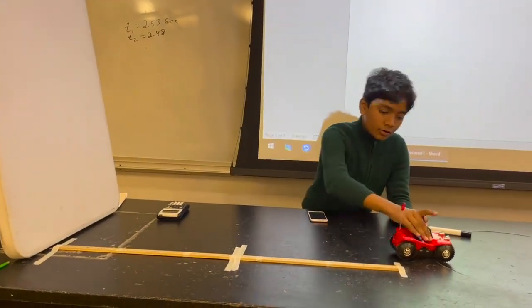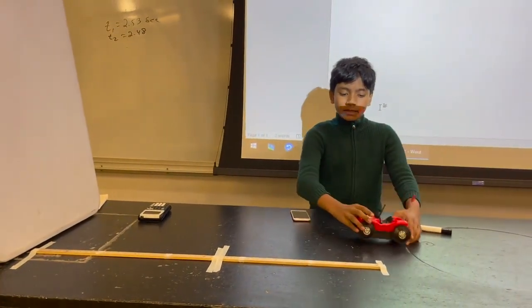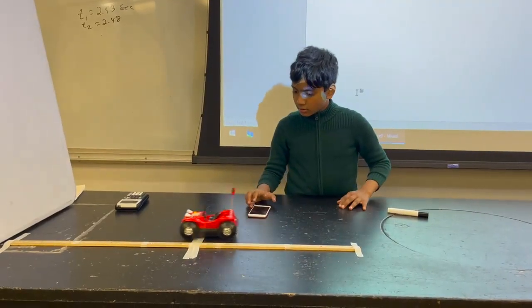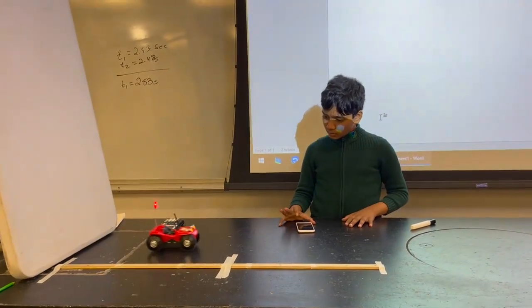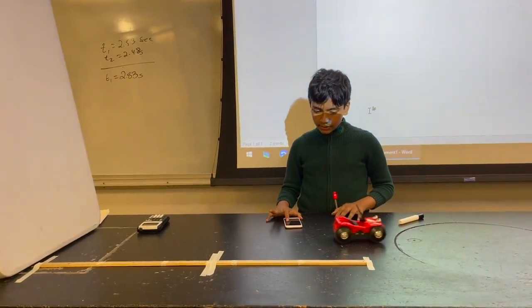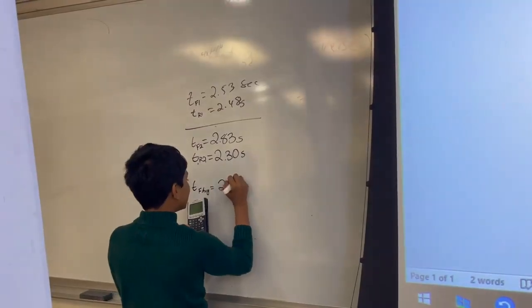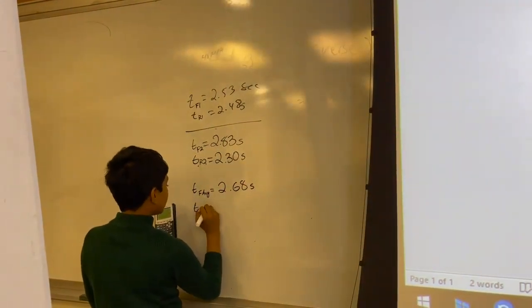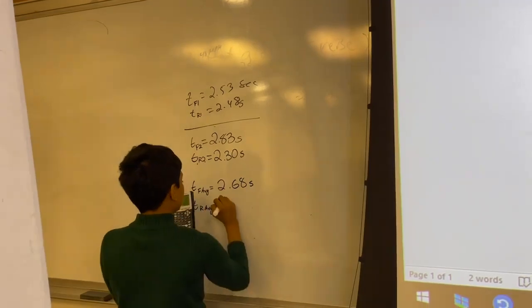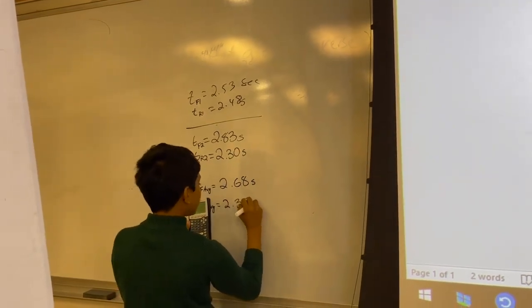Now we're going to do a second try. Start. 2.83. 2.68 seconds. And T reverse average, 2.39 seconds.